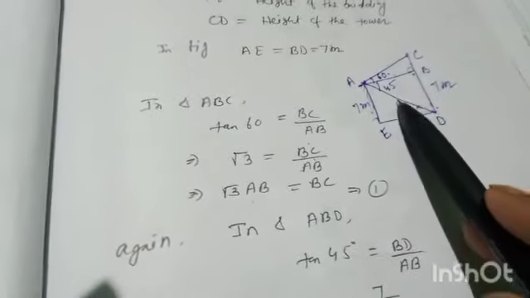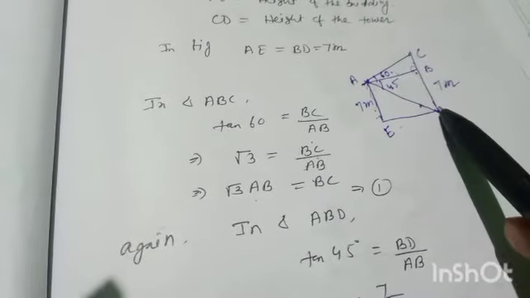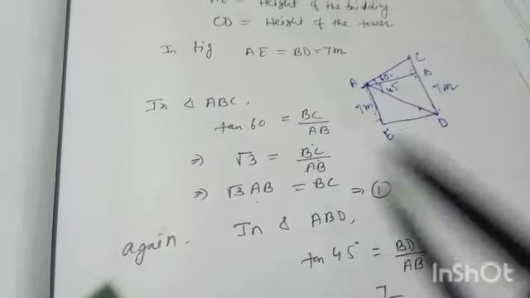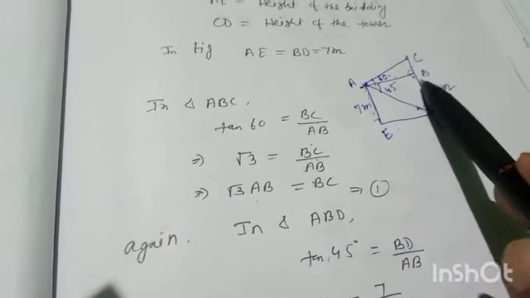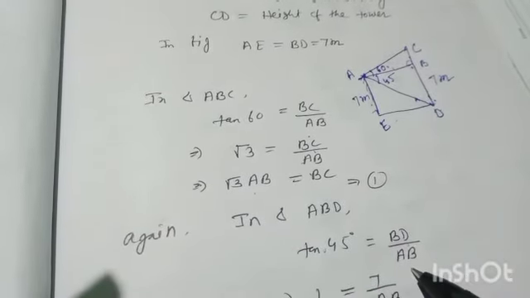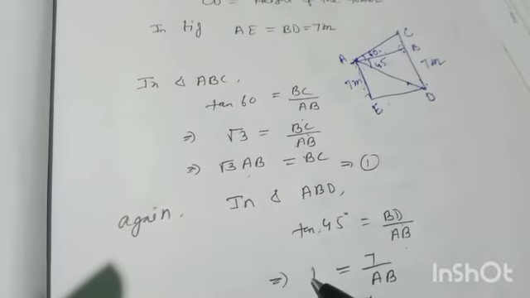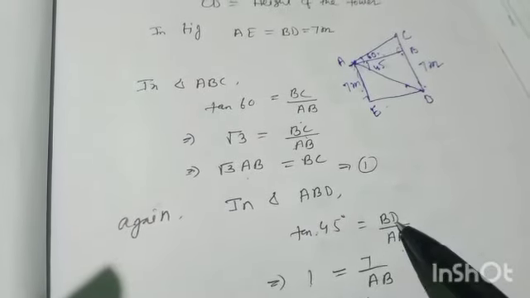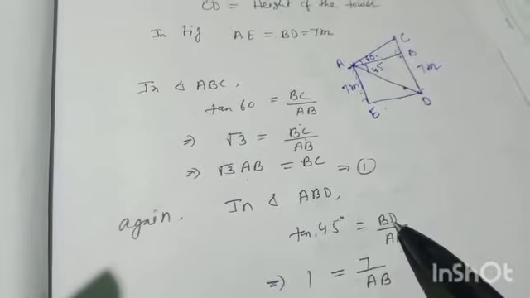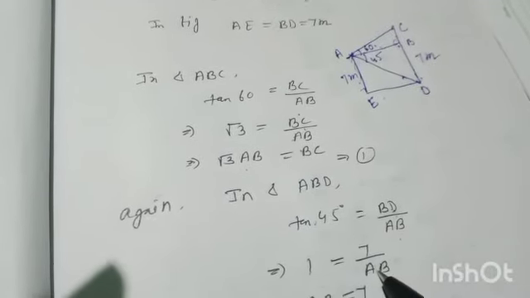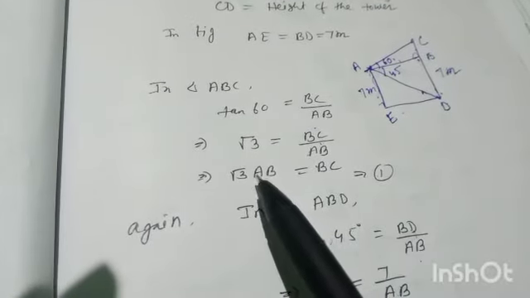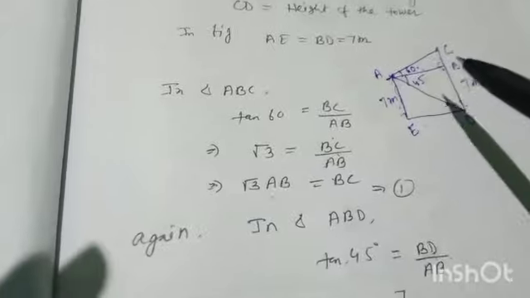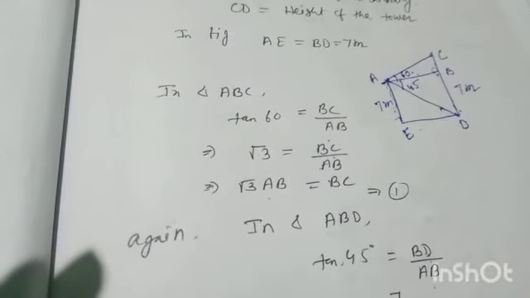Next, you can use triangle ABD. This is also a right angle triangle. In triangle ABD, use tan 45. Now AB will be the base, and the perpendicular will be BD, so BD by AB. What is the value of tan 45? 1. The value of BD is 7, by AB. If you cross multiply, AB is equal to 7. After getting the value of AB, if you put it in number 1 in the place of AB, then you will get the value of BC. And if you get the value of BC, then CD you will get easily.